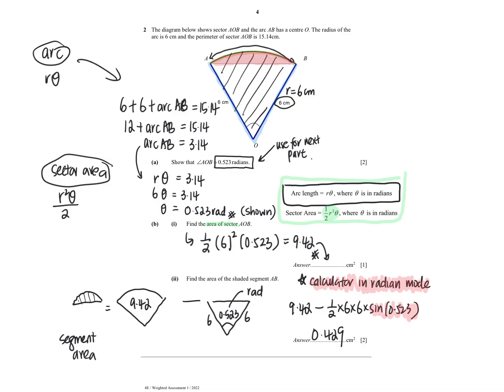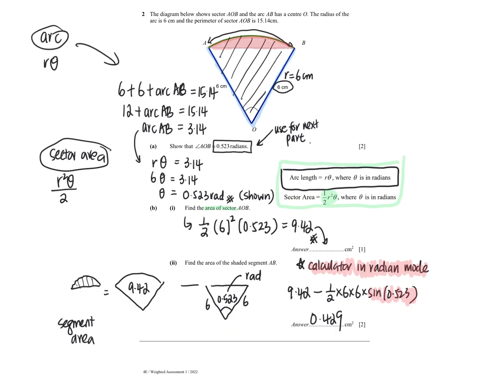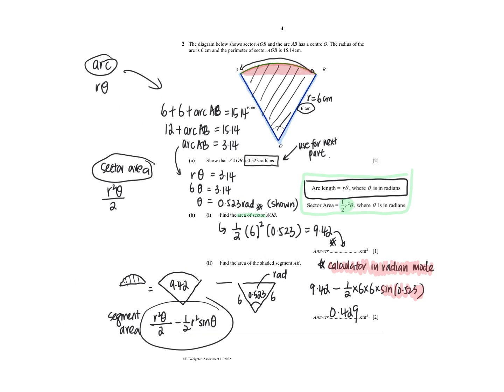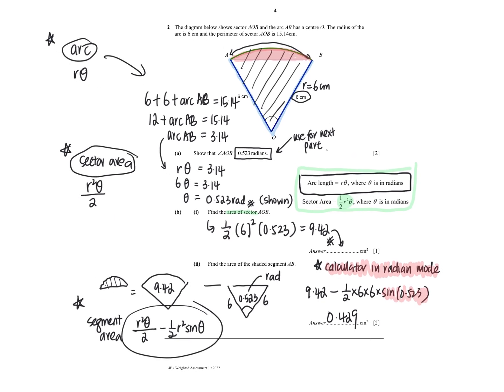Okay. And then this one is segment area. You will use the same formula but minus area of triangle. So there are only these 3 formulas that are popular or common for teachers to test you. So make sure you remember all 3. These 2 are given. This one also is, on the first page also.